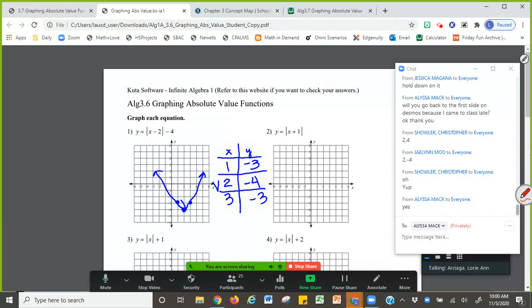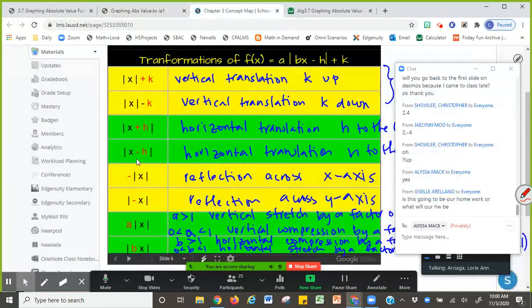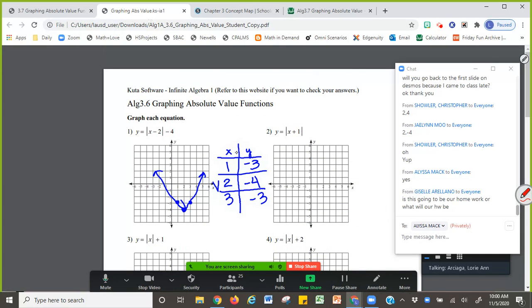Let's say -2. Remember, how do you use the concept map? If there's something subtracted inside, what do you put? Horizontal translation, h to the right. So you have to put that, right? So -2 means horizontal translation to the right. This is going to be our homework.